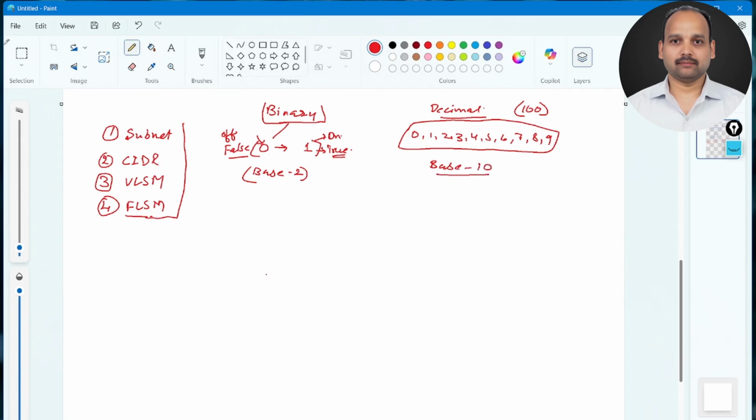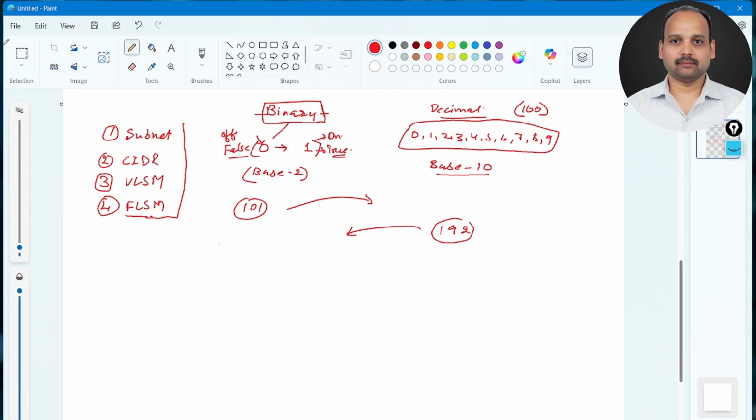Simple, nothing else. If someone is writing a binary value and we need to see what the decimal value will be, because we know about the decimal. So if someone writes 101, what will be the decimal value of this? Or if I write 192, what will be the binary value of this? That is very easy.